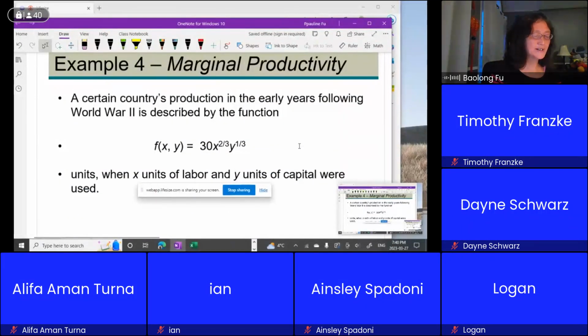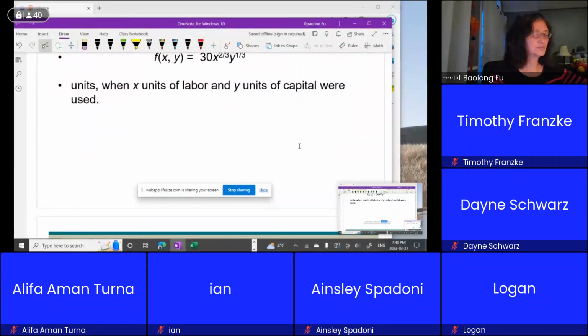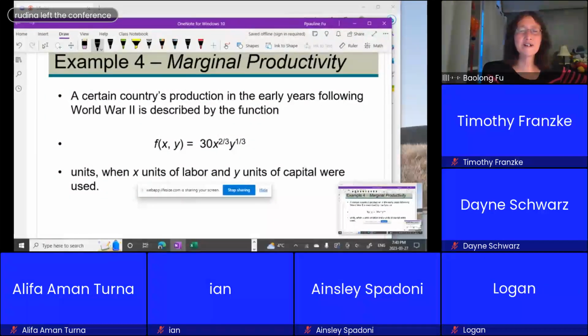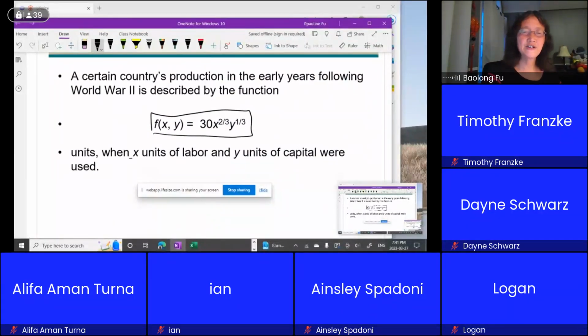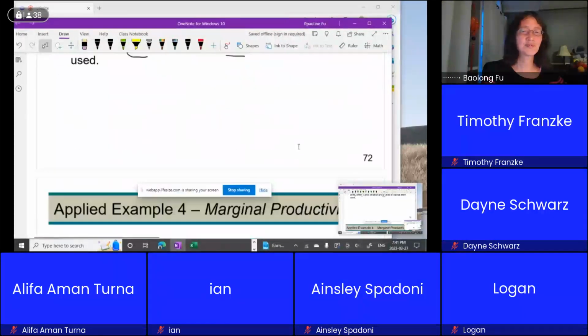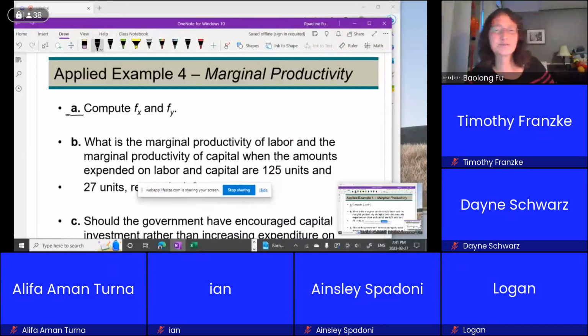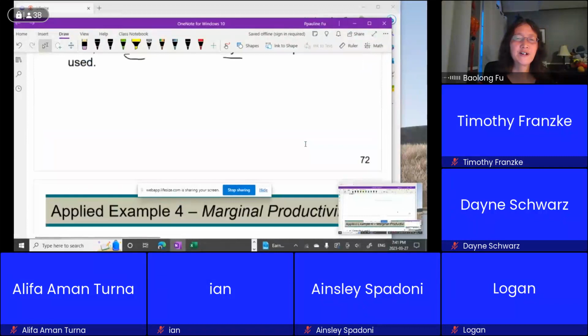Okay, let's take a look at the example here. A certain country's production function in early years following World War II is described using this function. X is the unit of labor, Y is the unit of capital. So question A: compute Fx, Fy.